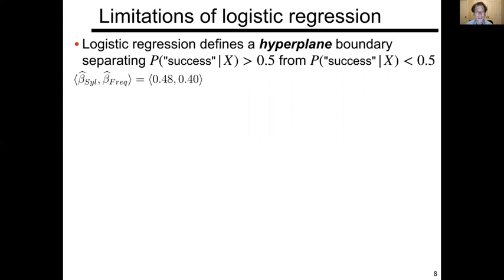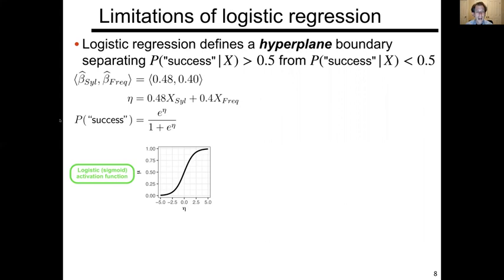To help you understand this, let's look again at this example for the 0.48, 0.4 values of syllable and frequency. Notice that this says that basically short before long matters a little bit more than frequent before infrequent. We have our fitted model parameters plugged into our linear predictor, and then we have the link between the linear predictor and the probability of success. Notice that if this probability of success is 50-50, then that would be the hyperplane boundary between where we predict success is more likely versus failure is more likely.